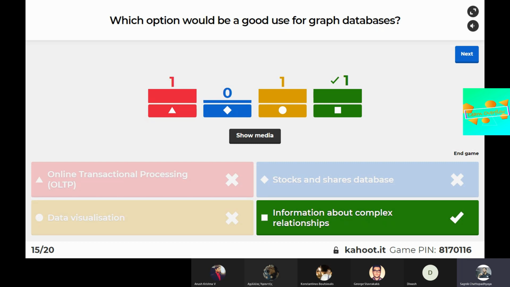Okay, talking about information about complex relationships. If you remember the picture that was shown during the question, each node in the graph database represents a particular entity, and each edge shows the relation between the two entities. So whenever there is a complex relationship, we call for the graph.